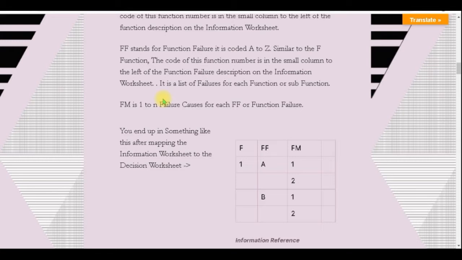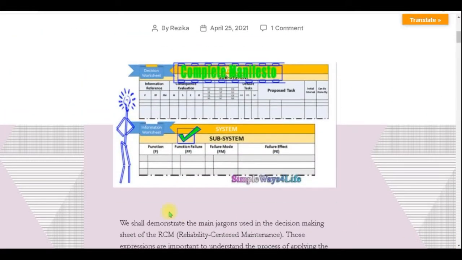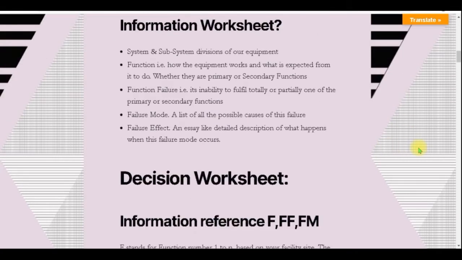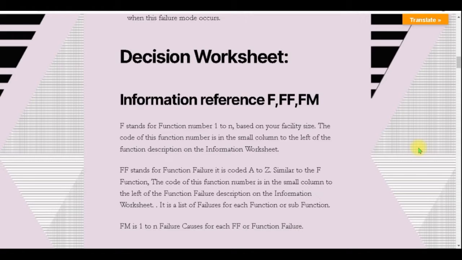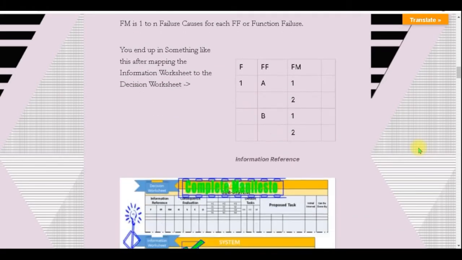So for example, we can have 1A1, 1A2, or 1B1, 1B2. Those are the numbers that will be placed in the sheet at the top here: 1A1, 1A2, and so on, 2A1, 2B1, whatever. You are going to number your failures. The first one is a number, the second one is a letter, and the third one, which is the failure mode, is a number again, so we can understand the numbering in an easier way.